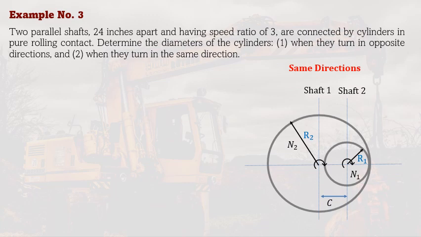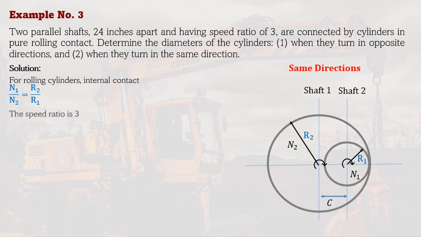So for cylinders rotating in the same direction, for the same example, when they turn in the same direction, we would have this figure that you can see here in the presentation. So we can also still use the relationship between the angular speed and the radius, even though they are in internal contact. The speed ratio is 3. If we're going to examine it, n1 would rotate at a larger speed. So therefore, our ratio n2 over n1 would be equals to 1/3, since n2 would have a slower speed as compared to n1.